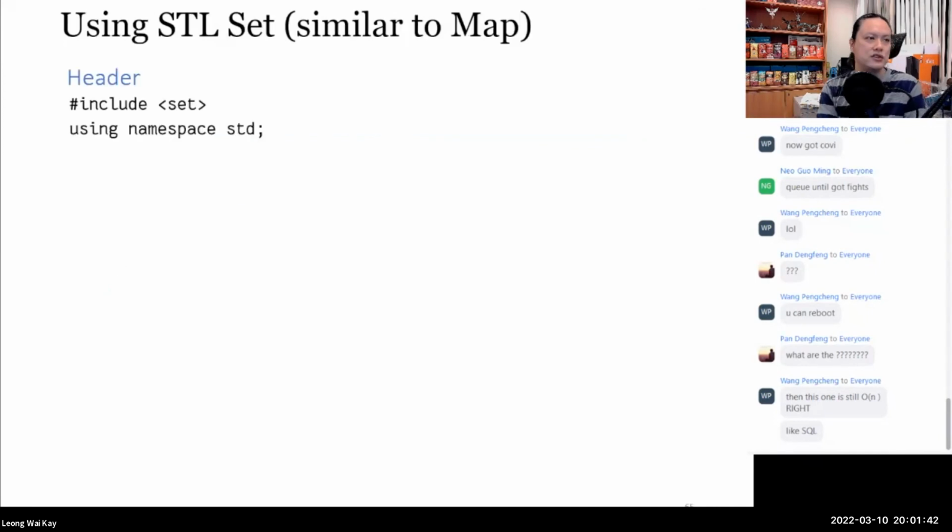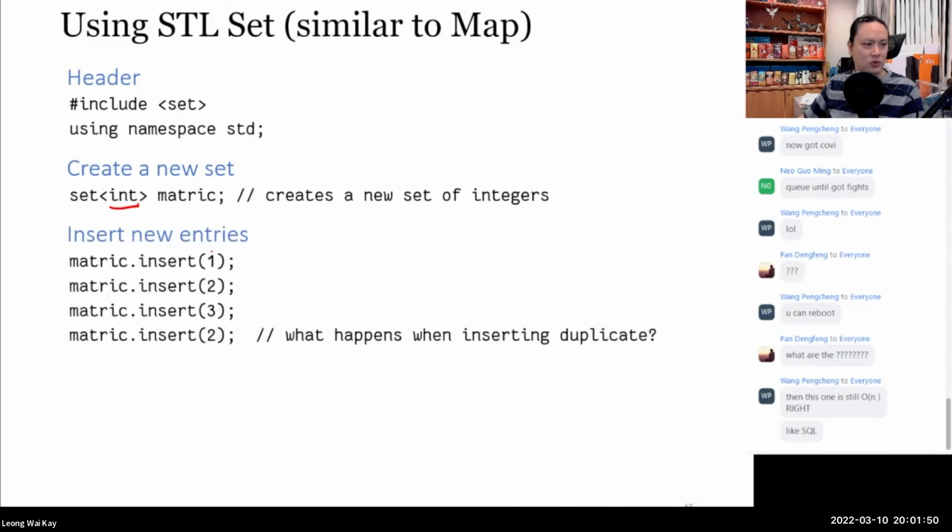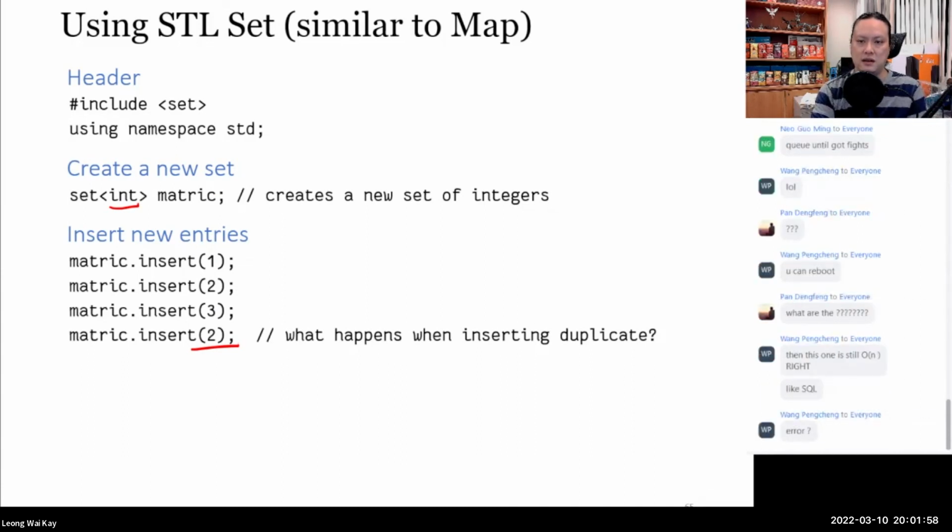To use set, similar to map, I will create a new set of integers. Insert 1, insert 2, insert 3. What happens if I insert 2 again? It will not be an error. Basically, nothing happens because it's already in there.